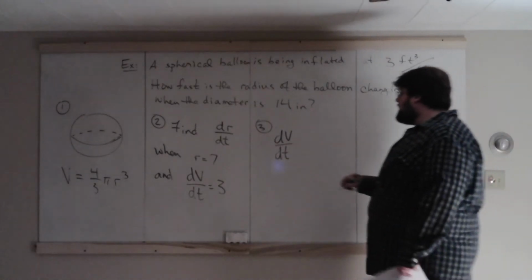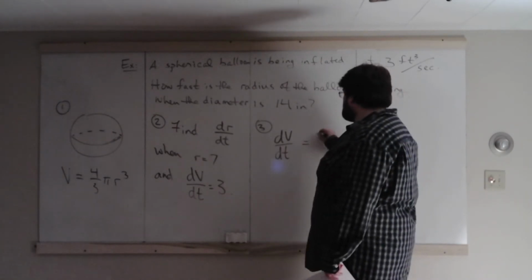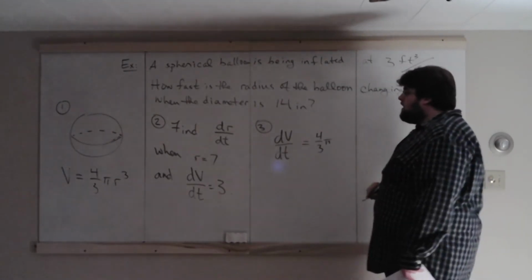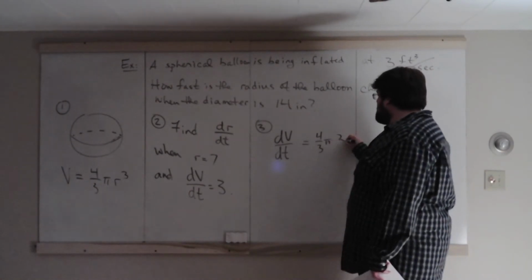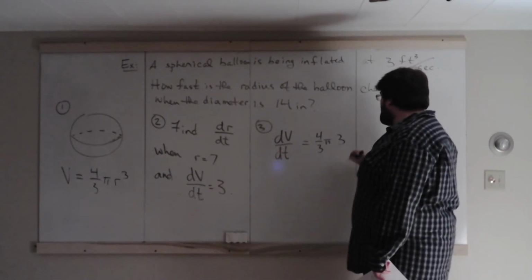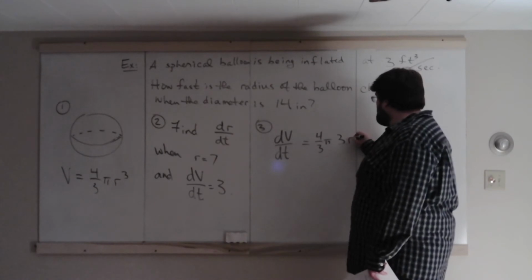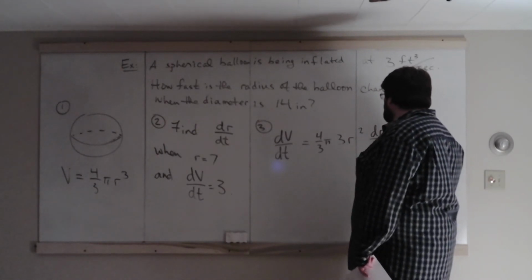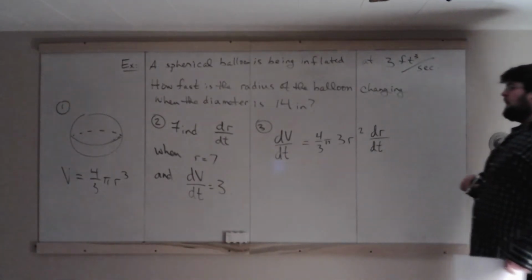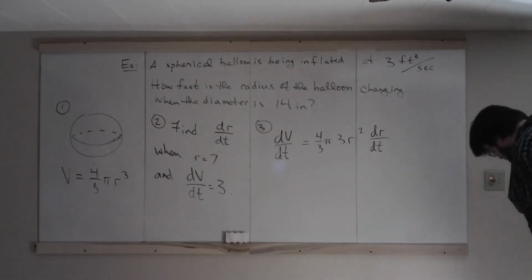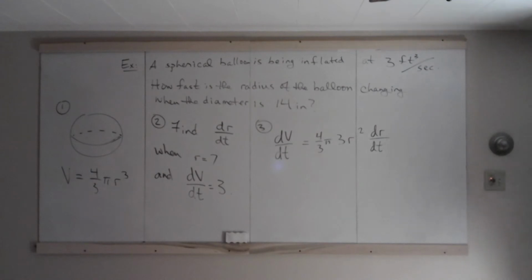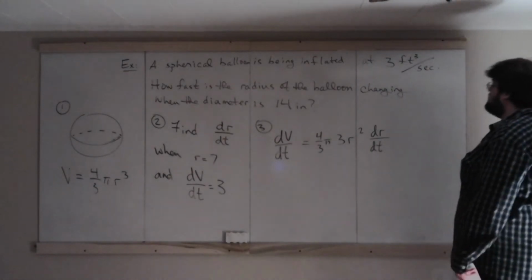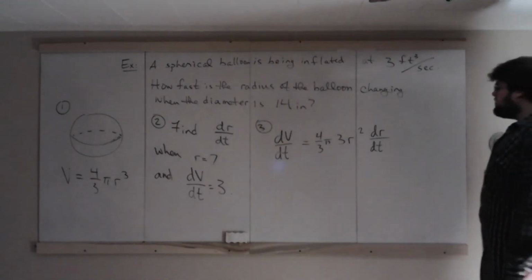On the right side, well, 4/3 and pi are just constants, so they carry through. But then we have r cubed. So we have 3 times the derivative of r with respect to time. Radius is changing as time is changing. So we have 3r squared times the derivative of the inside, which is dr/dt. Well, that's great.